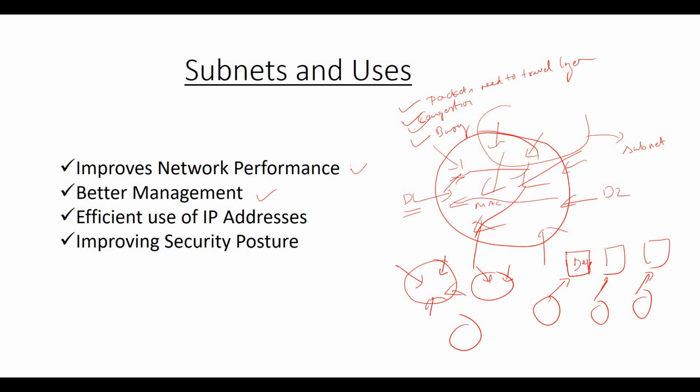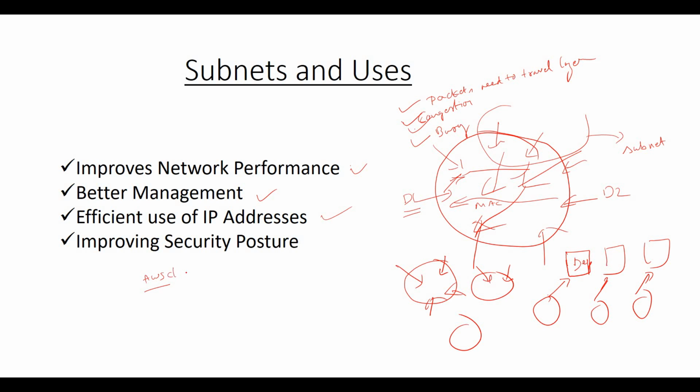One more use is efficient use of IP addresses. If we segregate into multiple departments based on the functionalities, we will know which IP addresses are being used by which department. So we can allocate only the required IP addresses to each of the departments. This will avoid the over allocation as well as under allocation of IP addresses to each of the departments within the organization. We also can have a better security posture within the organization.